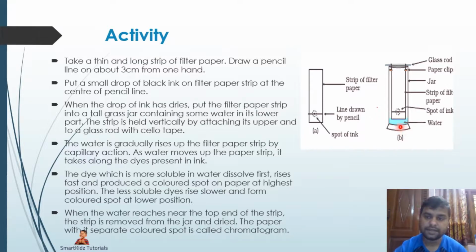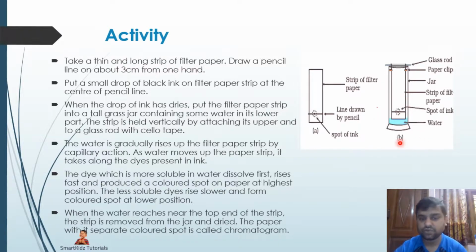And as the water rises through this filter paper, the point, the highlighter that you marked over there, which could be any color, could be green, yellow, orange, red, will also slowly rise as the water rises through this strip. Okay, so water gradually rises up the filter paper strip by something called capillary action. As water moves up the paper strip, it takes along the dyes present in the ink.